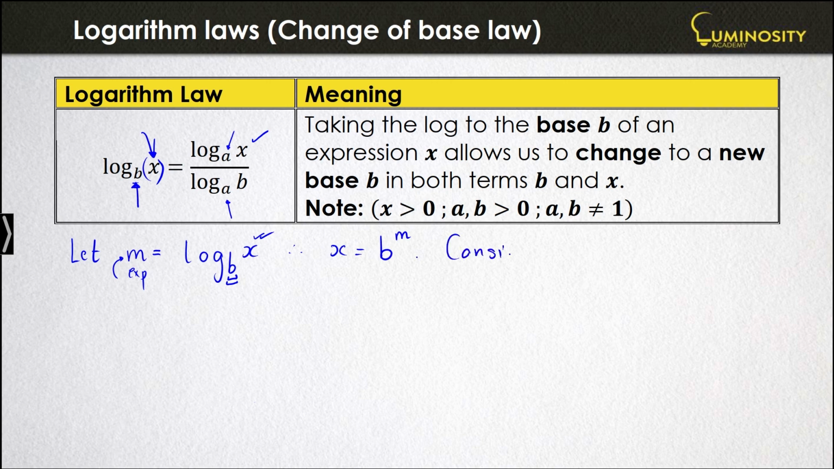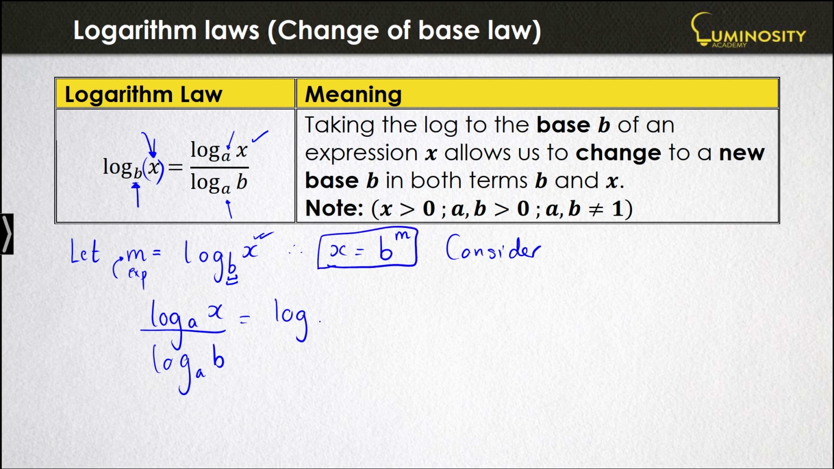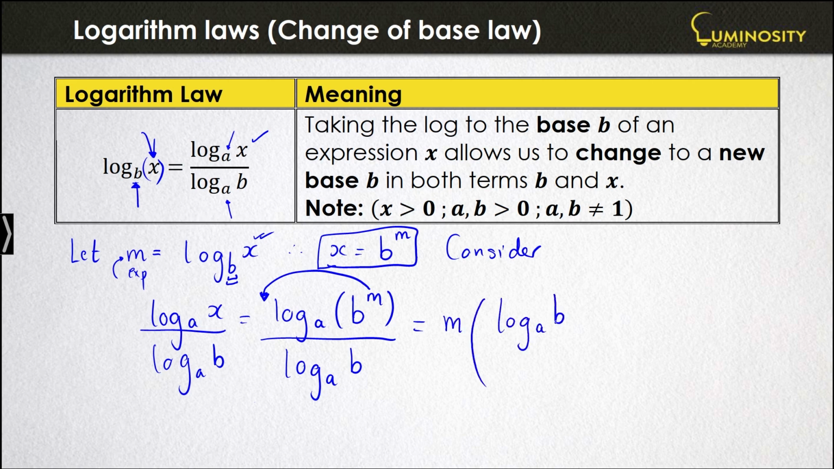Now, consider this fraction here, log base a of x over log base a of b. Let's substitute this x value back into there. So we have log base a of b to the m over log base a of b. Now we can use the previous law, the power law, to bring the m down. So that becomes m times log base a of b divided by log base a of b. These are equal, so they divide out and give you m times 1, which is m.